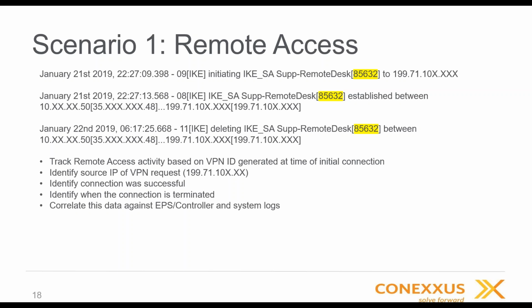We can identify, as I mentioned, when the connection is terminated, and then we can take all of this data and correlate it against the EPS and controller logs and any other system logs that are necessary. So I chose this example. If you look at the timestamps between the first three items, in the first two you've got a few seconds that occur between them. But then the third one is the termination of the VPN.